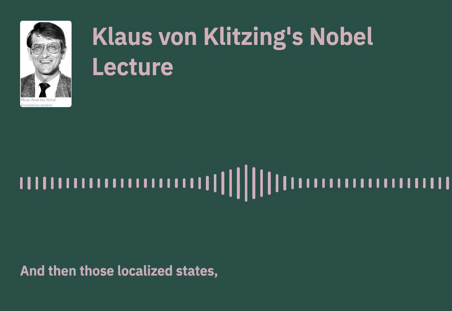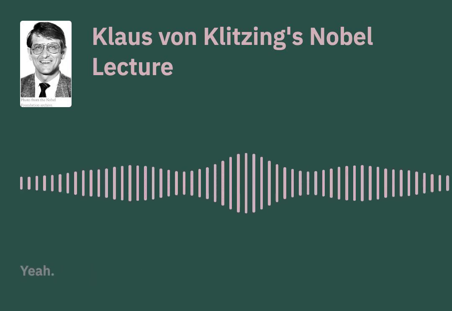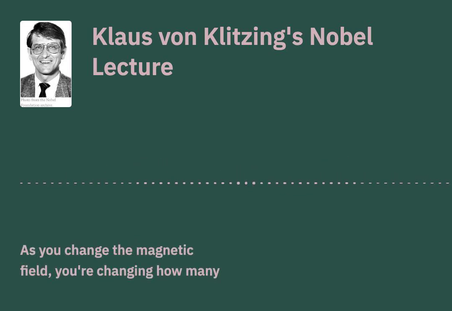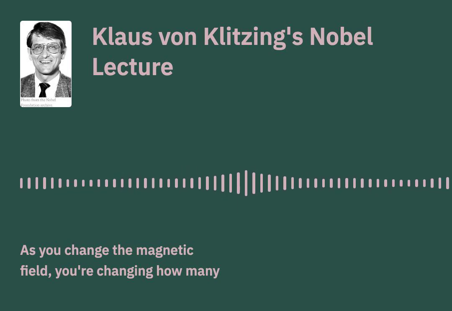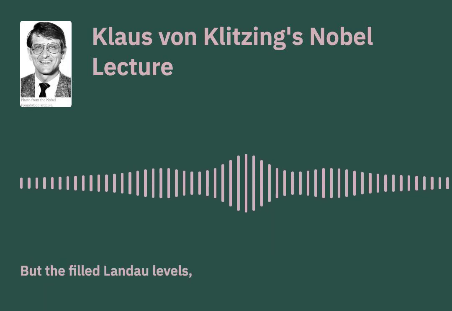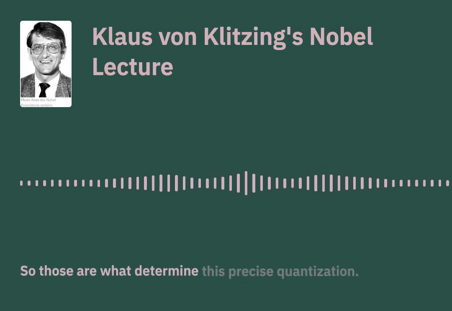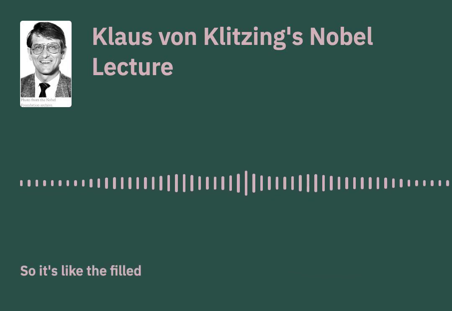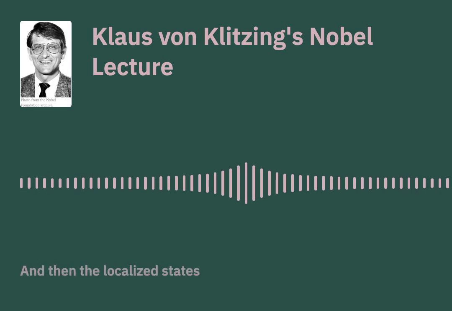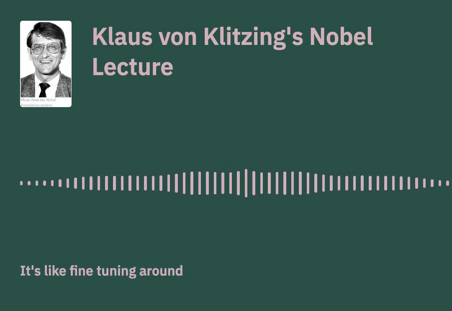Exactly. And then those localized states, those potholes that we were talking about, they play a role too. Think about it this way. As you change the magnetic field, you're changing how many electrons are getting trapped in those localized states. But the filled Landau levels are unaffected. So those are what determine this precise quantization. It's like the filled Landau levels are the foundation, very stable, and the localized states are fine-tuning around that.